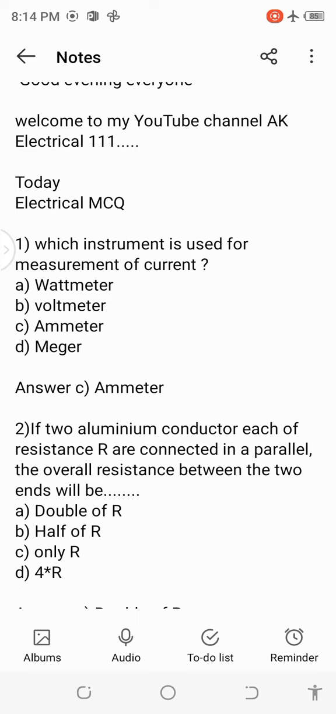Today, Electrical MCQ 1. Which instrument is used for measurement of current? A. Wattmeter. B. Voltmeter. C. Ammeter. D. Megger. Answer C.